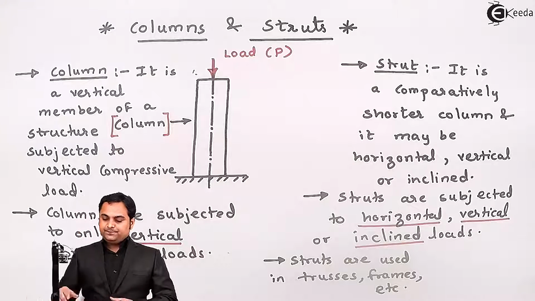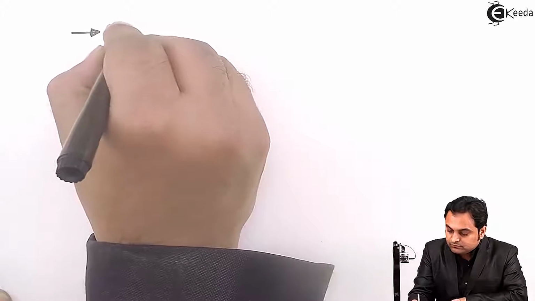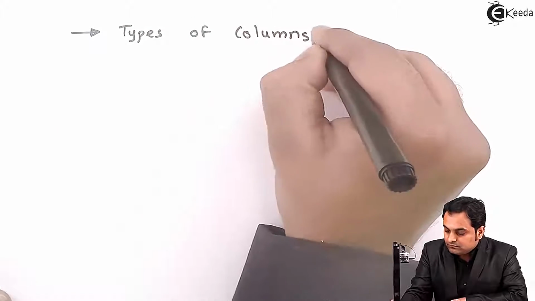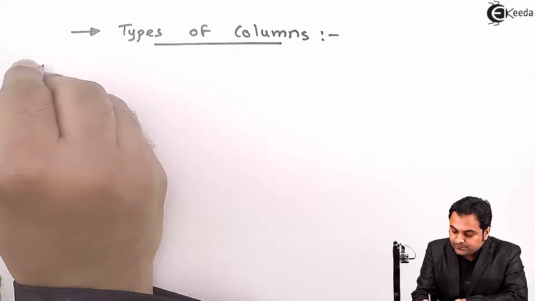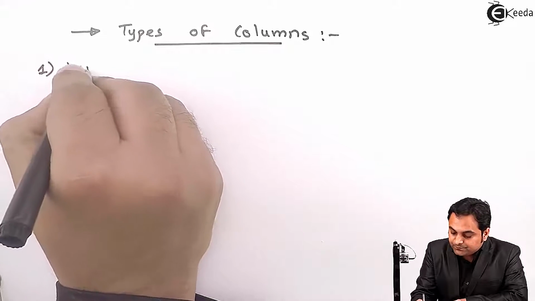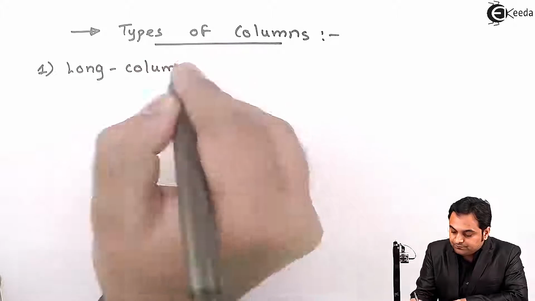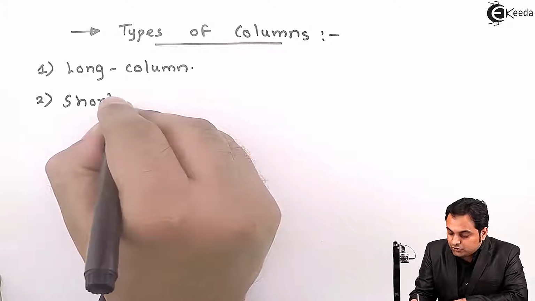Now, after this, I can say that there are two types of columns basically. Types of columns. First is long column. Second, short column.